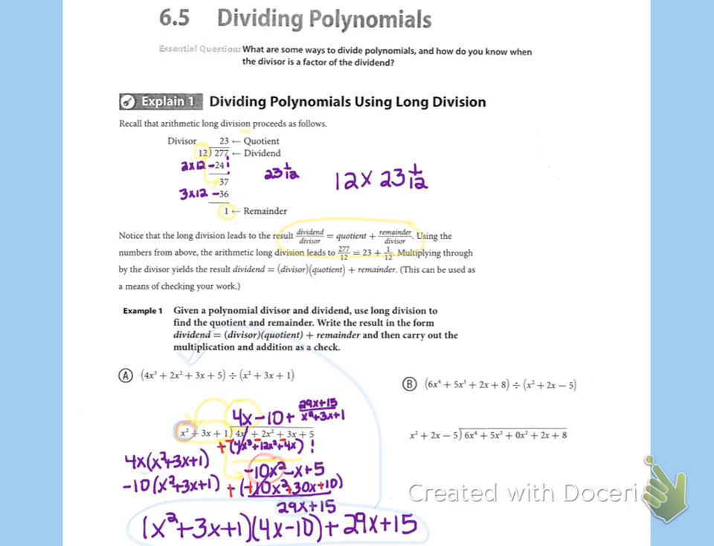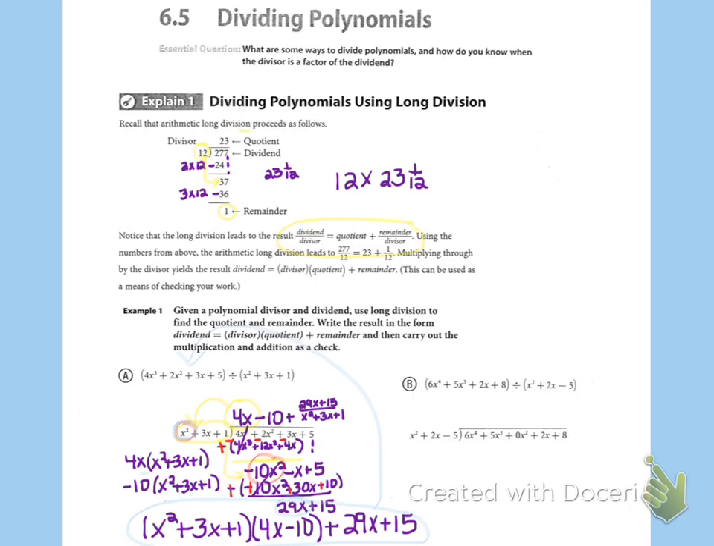So this time I want to divide 6x to the fourth plus 5x cubed plus 2x plus 8 by x squared plus 2x minus 5. You can see that they've already set this up in the long division form, and they added a placeholder in the dividend where there was a missing term. There was not an x squared term, so to make up for that, they put a 0x squared in that place. And it's really important to do this anytime you're doing long division.